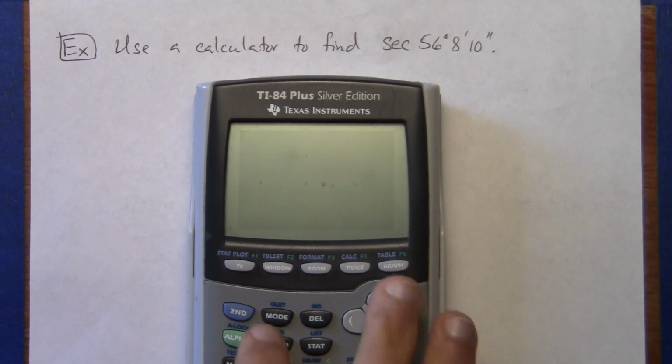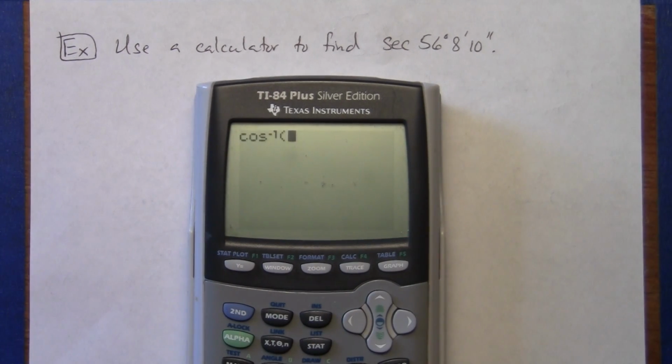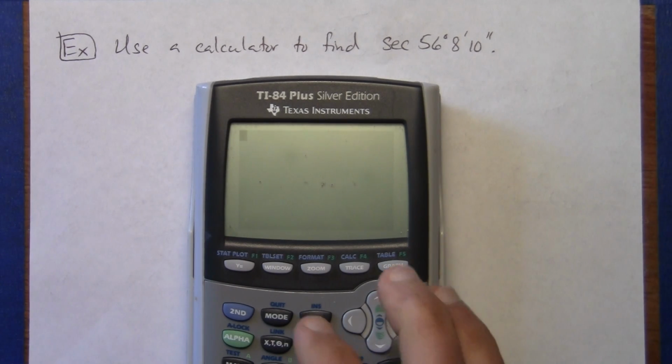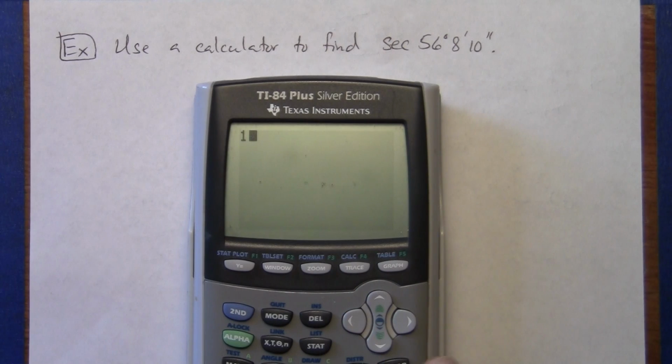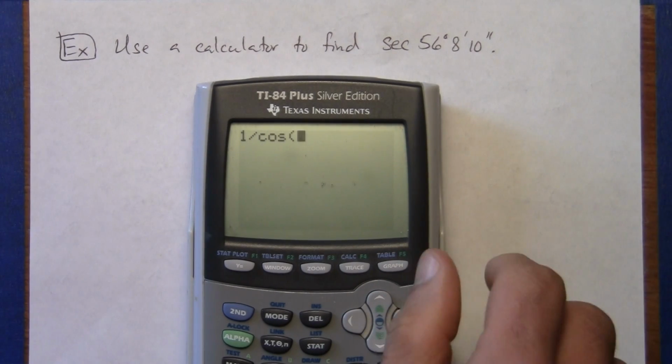I don't use this button. I don't use the little cosine inverse button. Remember, that finds an angle. That doesn't find an actual value. What I want is 1 divided by the cosine of, and then that angle. And now I just have to type that in.